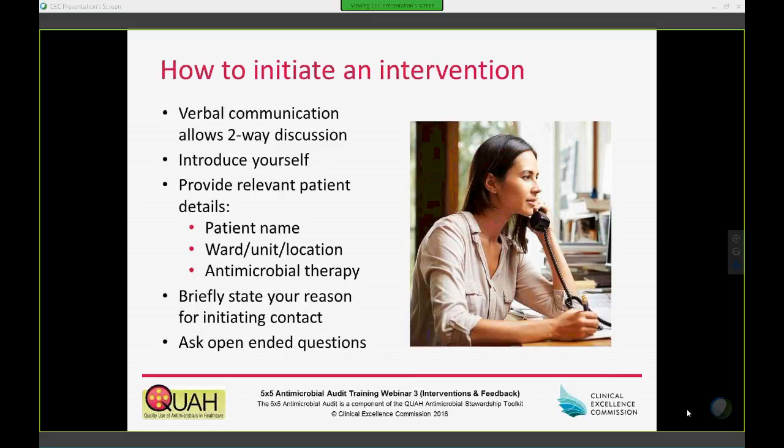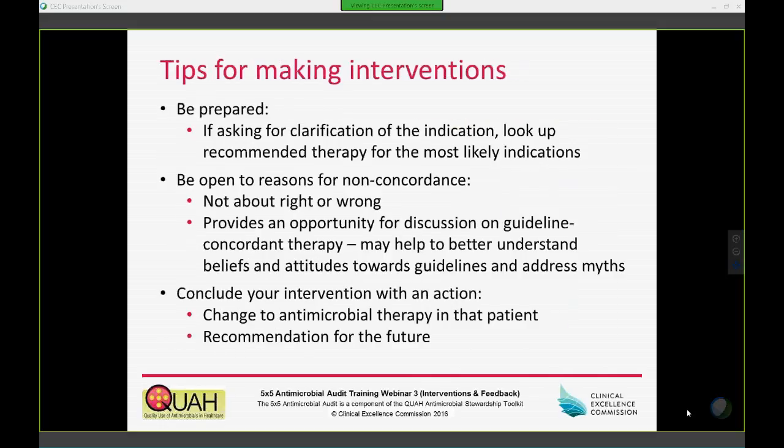It's a good idea to briefly state your reason for initiating contact when you first make contact, and to ask open-ended questions. So rather than ask questions that end with a yes or a no, ask open-ended questions and listen to the responses and be prepared for how you might deal with those responses. In terms of tips, be prepared. If you are asking for clarification of the indication, look up what you think the recommended therapy is for the most likely indications that that patient's going to have. So say, for example, they had a chest infection and you were contacting the prescriber just to find out a bit more specifically what that chest infection was.